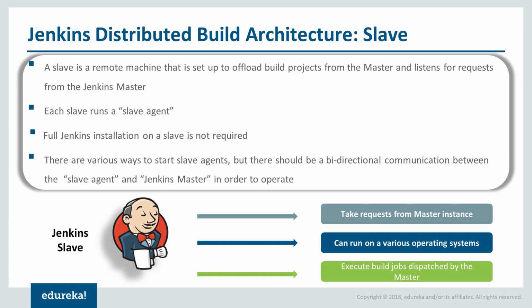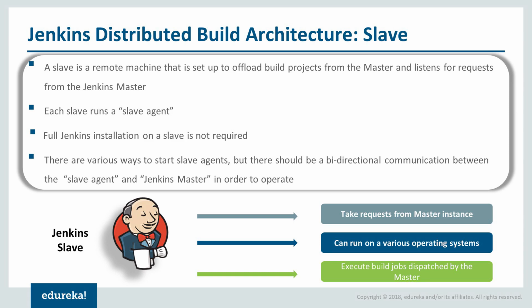And a full Jenkins installation on a slave is not required. You just need to have that agent configured. So basically you initiate a machine as Jenkins slave. That's the bare minimum configuration you need. And of course there are various ways to start slave agents, but there should be a bi-directional communication between the slave agent and Jenkins master in order to operate. So you need both ways communication.